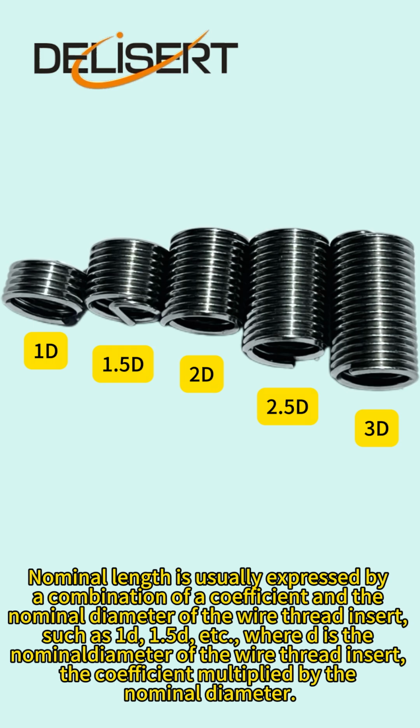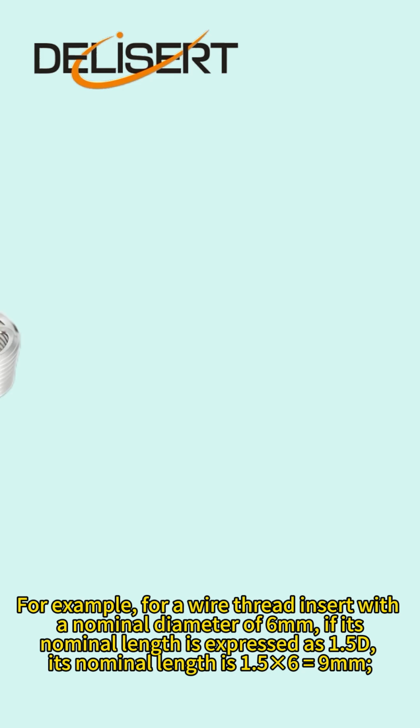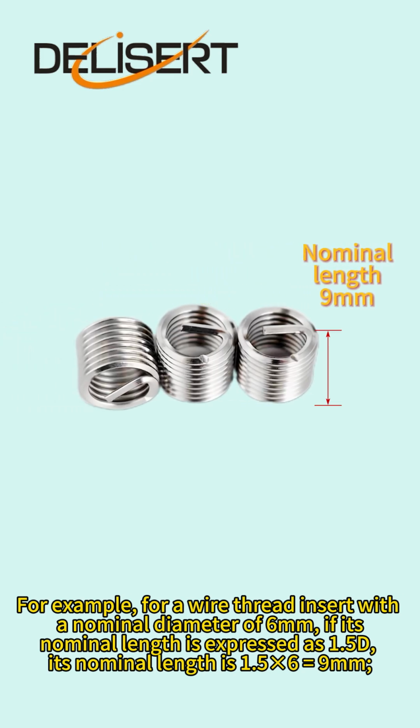The coefficient is multiplied by the nominal diameter. For example, for a wire thread insert with a nominal diameter of 6 mm, if its nominal length is expressed as 1.5D, its nominal length is 1.5 times 6 equals 9 mm.